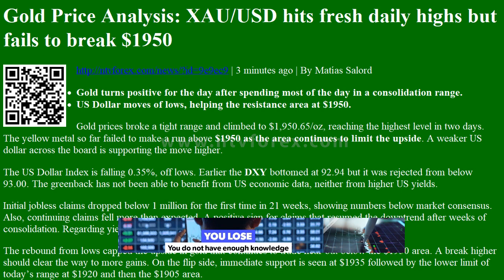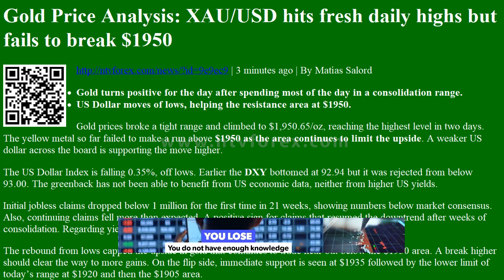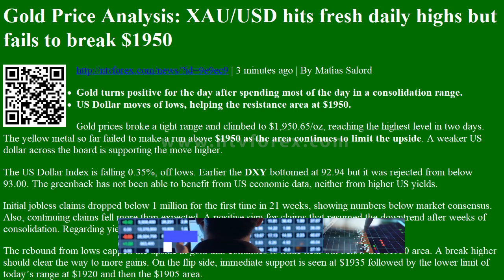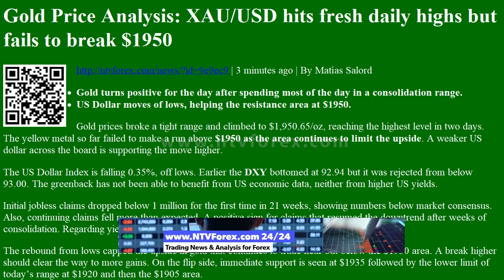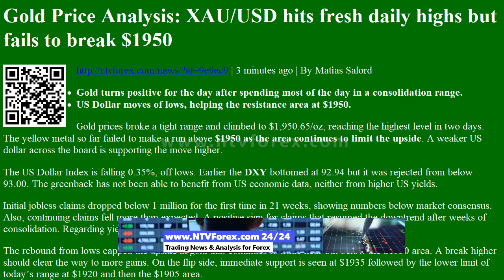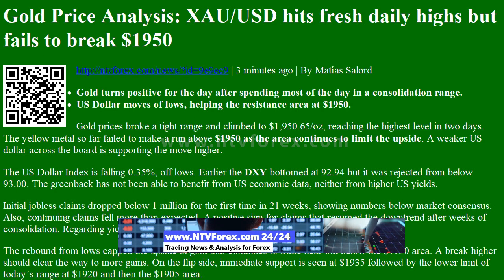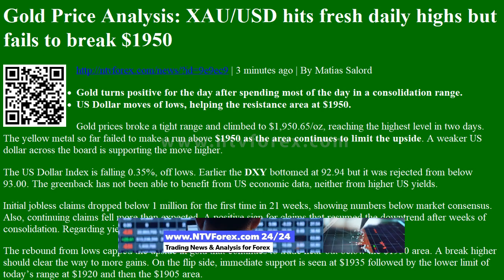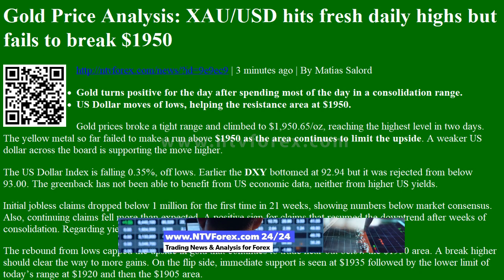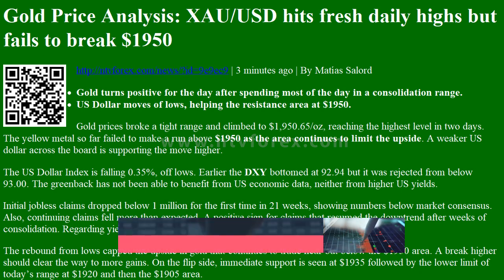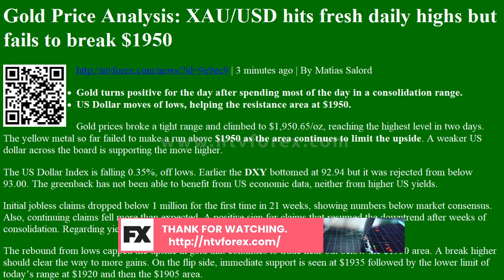www.ntvforex.com. Gold price analysis: XAU/USD hits fresh daily highs but fails to break $1,950. News ID 9E9EC9. 3 minutes ago by Mata Asolord. Gold turns positive for the day after spending most of the day in a consolidation range. US dollar moves off lows, helping the resistance area at $1,950. Gold prices broke a tight range and climbed to $1,950.65 an ounce, reaching the highest level in 2 days. The yellow metal so far failed to make a run above $1,950 as the area continues to limit the upside.